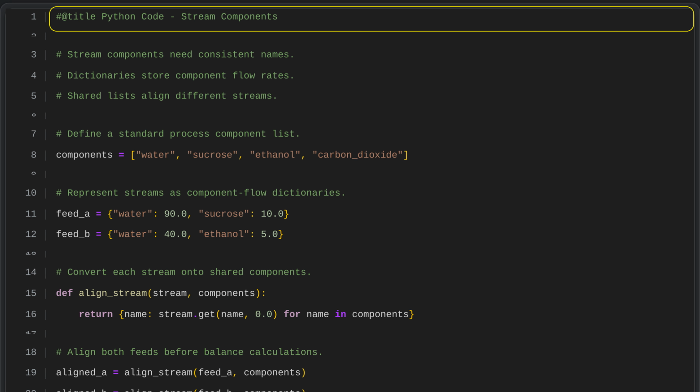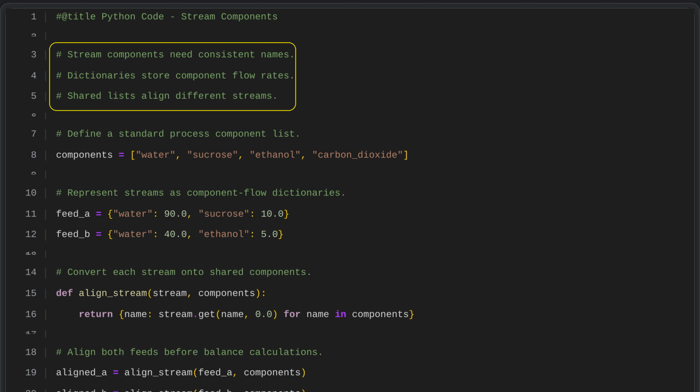Python code, stream components. Use consistent names for stream components so different streams can be compared and aligned. Store each component's flow rate in a dictionary, and use shared lists to keep the component order consistent across streams.